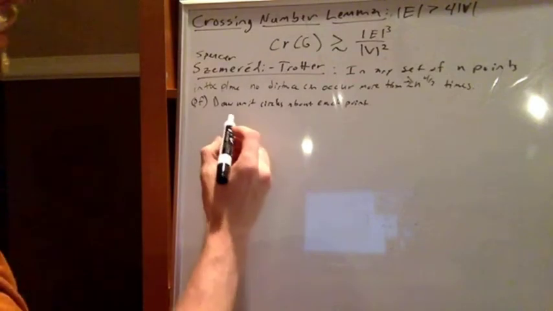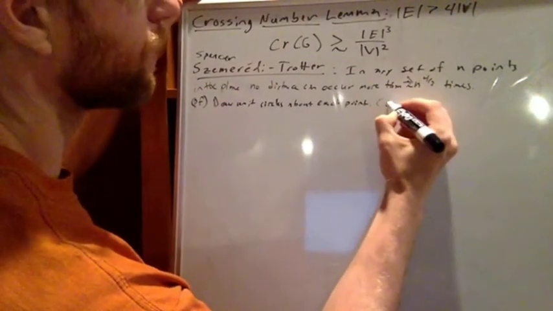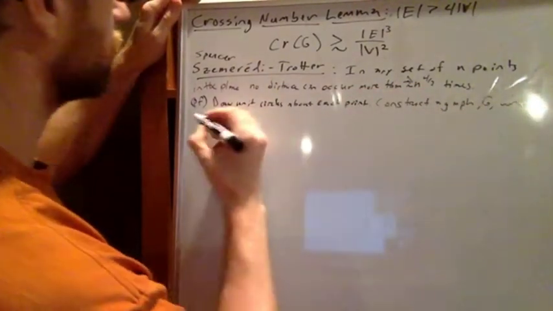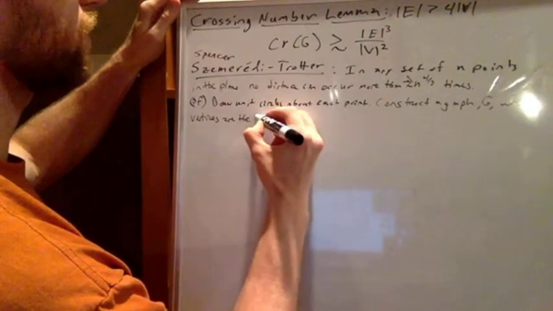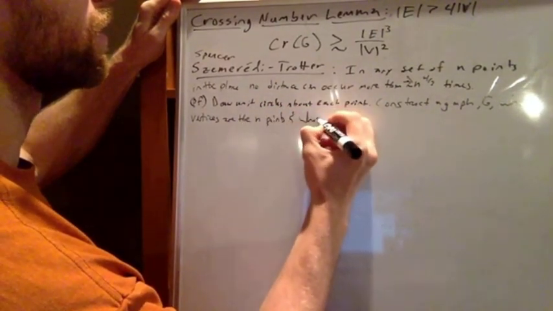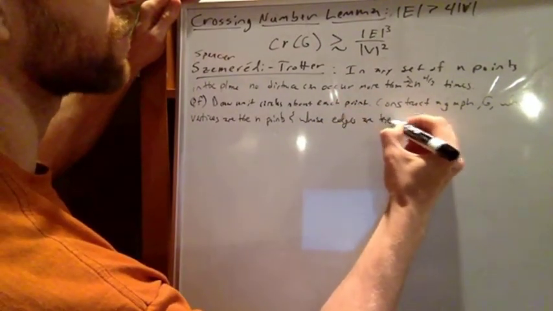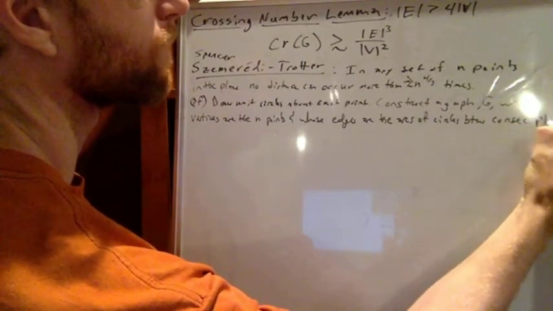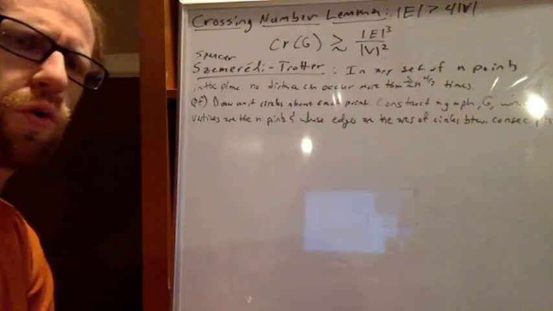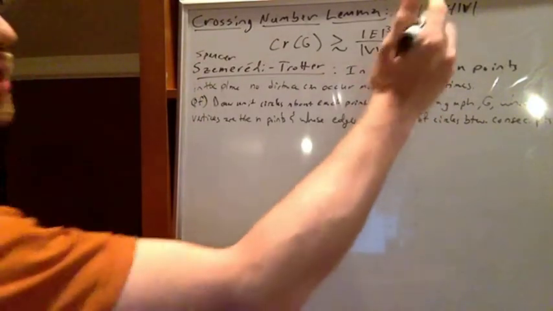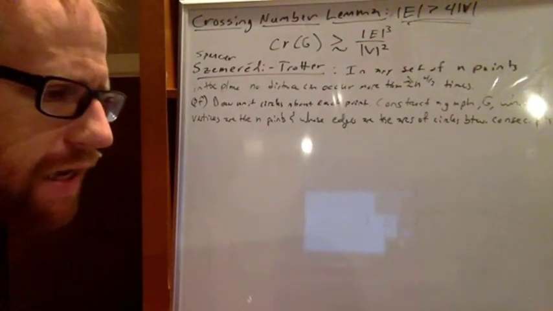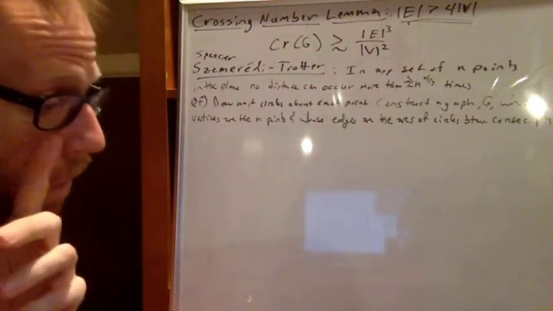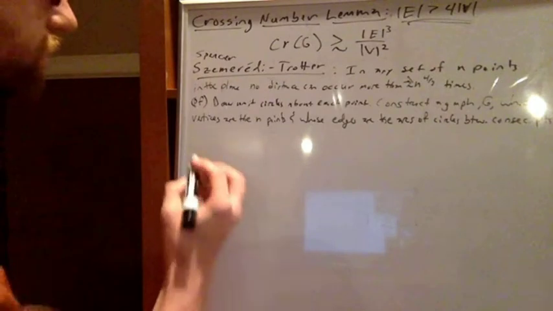So let's draw unit circles about each point, and then we're going to construct a graph G, whose vertices are the n points, and whose edges are the arcs of circles between consecutive points. Okay, so what we're doing here is we're going to check the condition of the crossing number lemma again for this new graph, and apply our crossing number lemma in the case that this condition holds. In the case that this condition does not hold, we should have some easy argument that shows that we win. Okay, so case 1.